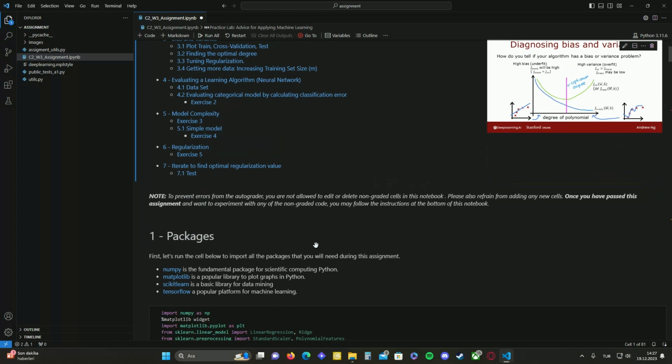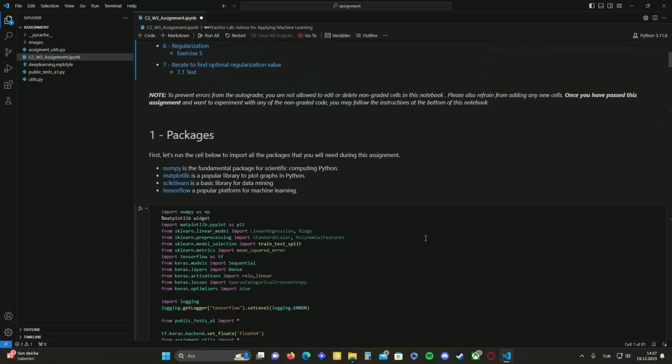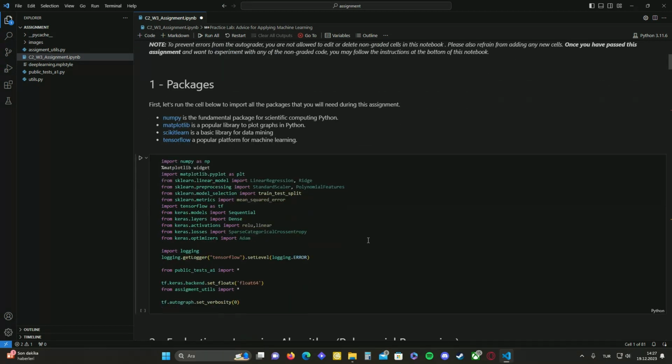To prevent errors from the autograder, you are not allowed to edit or delete non-graded cells in this notebook. Okay. Packages: we will use NumPy, Matplotlib, scikit-learn, and TensorFlow, Keras. Okay, let's run it.